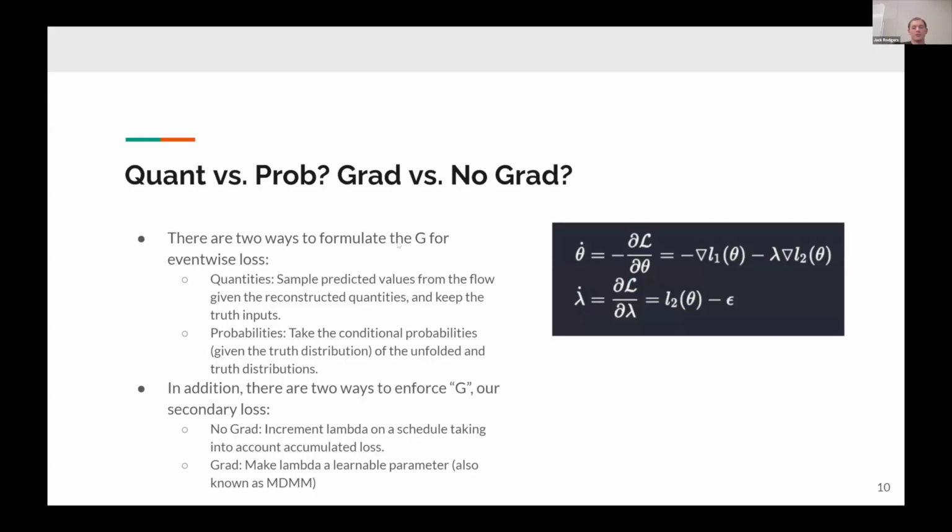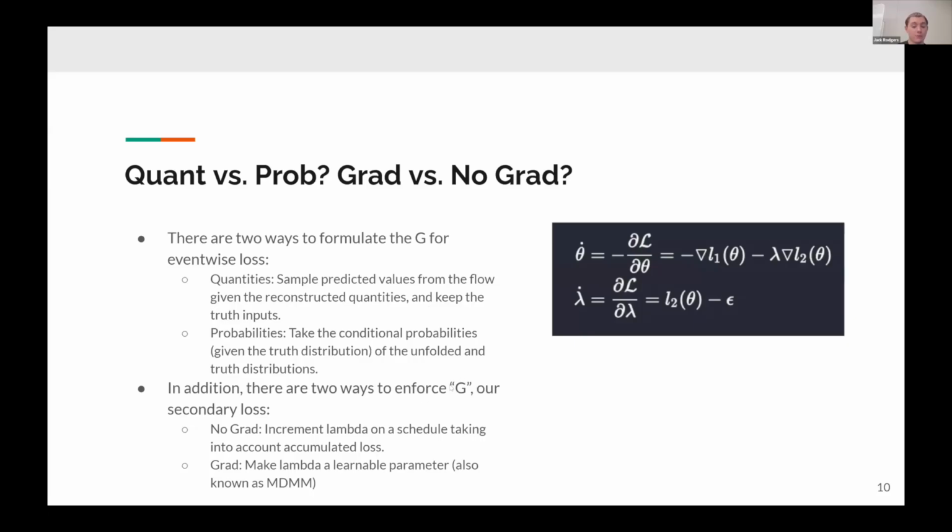So how do we do this specifically? There's two ways to formulate the G. We call this quant or prob. Quantities, we sample the quantities from the flow, and we keep the truth as our y. So X is predicted, Y is truth. Simple. Probabilities is we take the conditional probabilities given our truth distribution of unfolded and truth, because ideally the probabilities of the bins should be the same. So there's kind of two ways to do that.